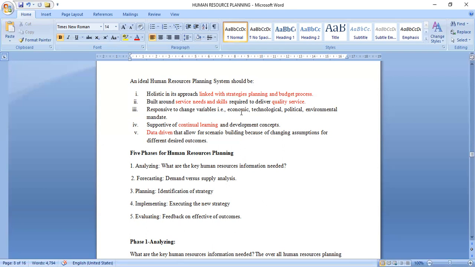Others were literally retrenched. So that was an economic situation. Economic factors have a lot to do with determining the human resource planning for businesses or organizations.